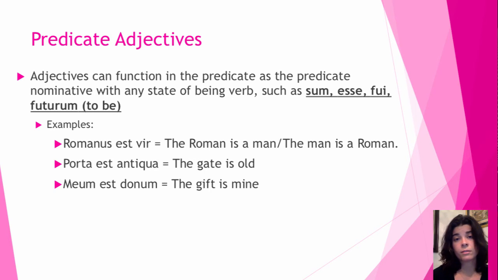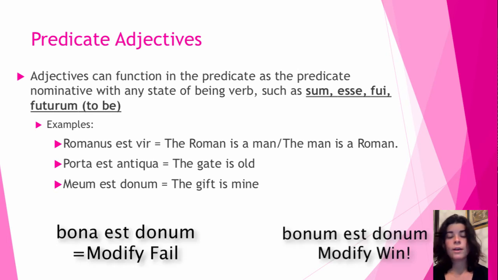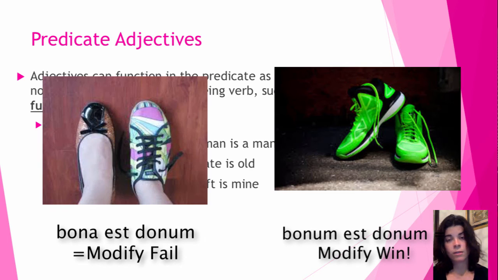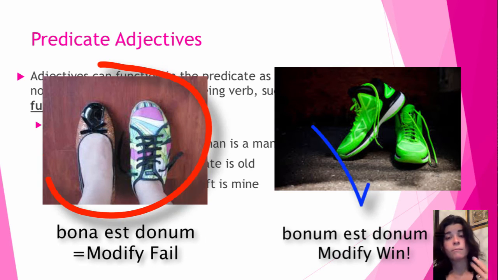Romanus est vir, the Roman is a man, or the man is a Roman. Porta est antiqua, the gate is old. And meum est donum, the gift is mine. Note that, again, Romanus is going to have the same case, number, and gender as vir. They're both nominative, both singular, and both masculine. Same thing with porta and antiqua. Porta is feminine, nominative, and singular, and so is antiqua. Meum and donum, same thing. Both nominative, both singular, both neuter.